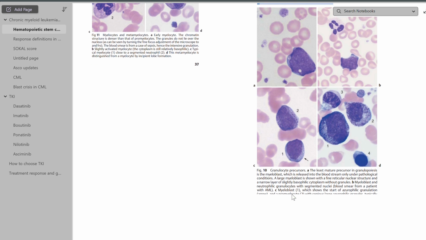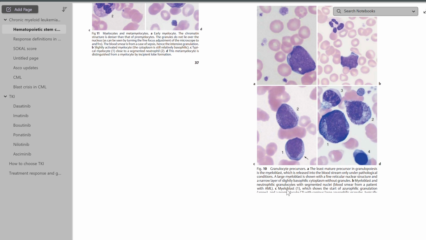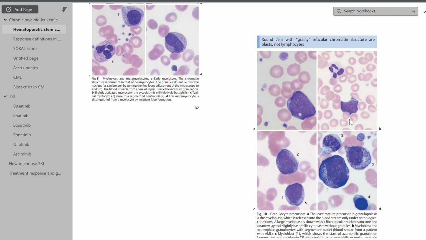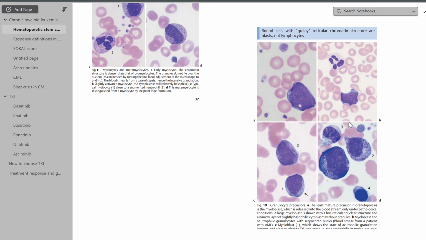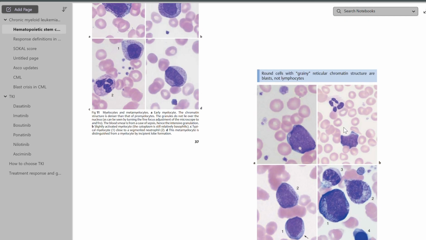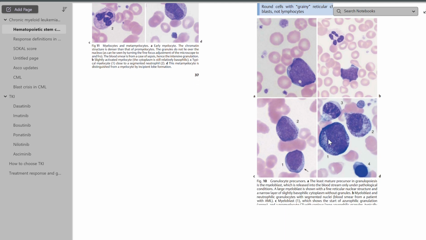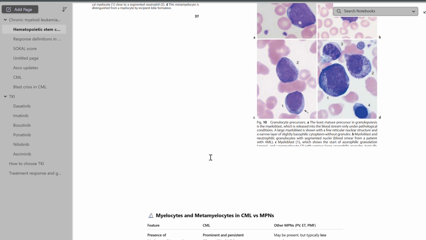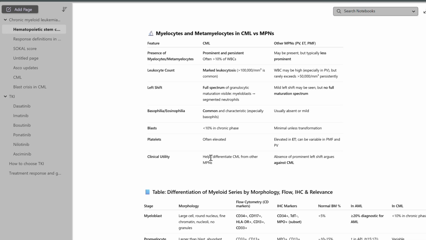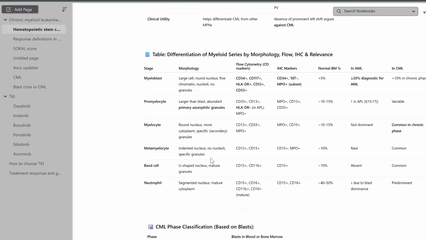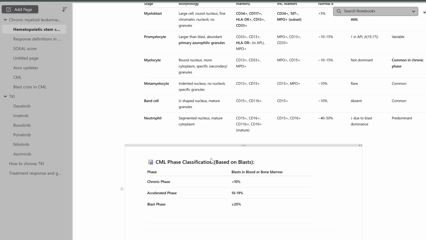Whereas you can see over here, this is a myeloblast. Okay, and even this is a myeloblast. And you need to have at least a few blasts, but it has to be less than 10. If it's between 10 to 20, it's in the accelerated phase. And if it's beyond 20, it's blast phase.